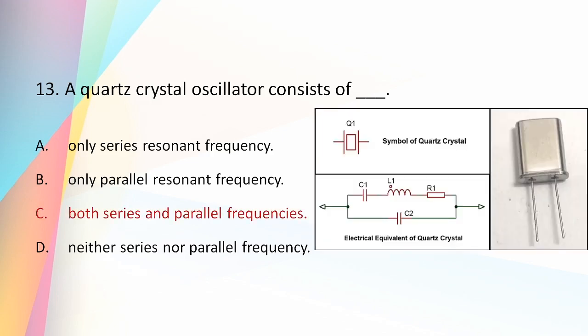And the answer is both series and parallel frequencies. Crystal oscillators have two closely spaced resonant frequencies. In a crystal oscillator, the series resonant frequency occurs when the reactance of the capacitor, that is C1, is equal to the reactance of the inductor, which is L1, that is for the low impedance case. Parallel resonant frequency occurs when the reactance of the capacitor C2, the lower capacitor, becomes equal to the reactance of the R1 L1 C1 branch, that is high impedance.